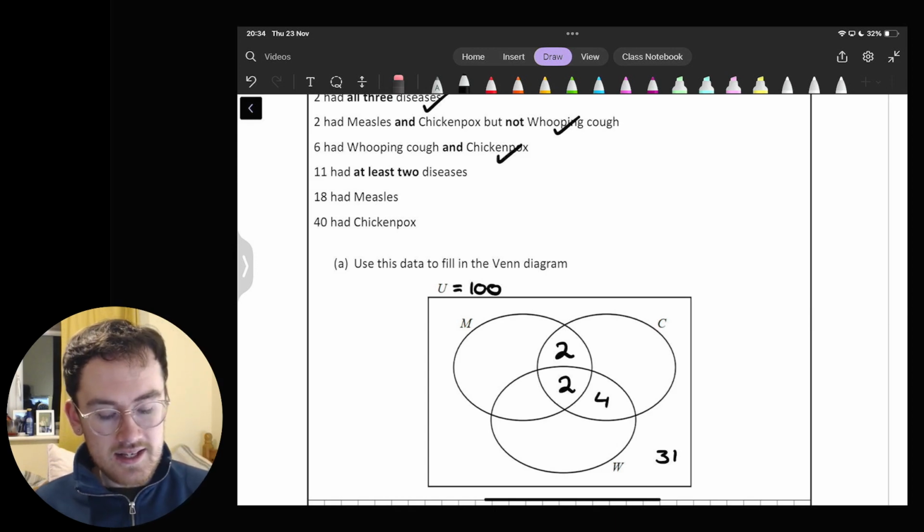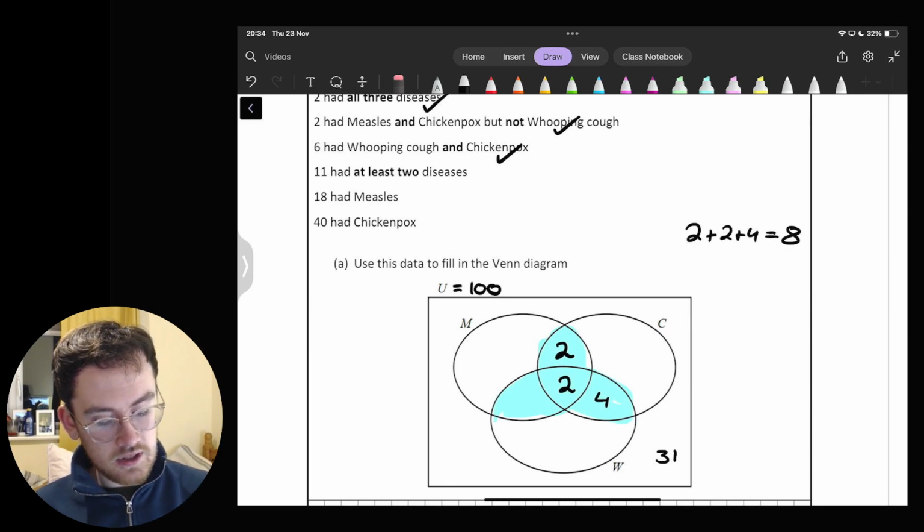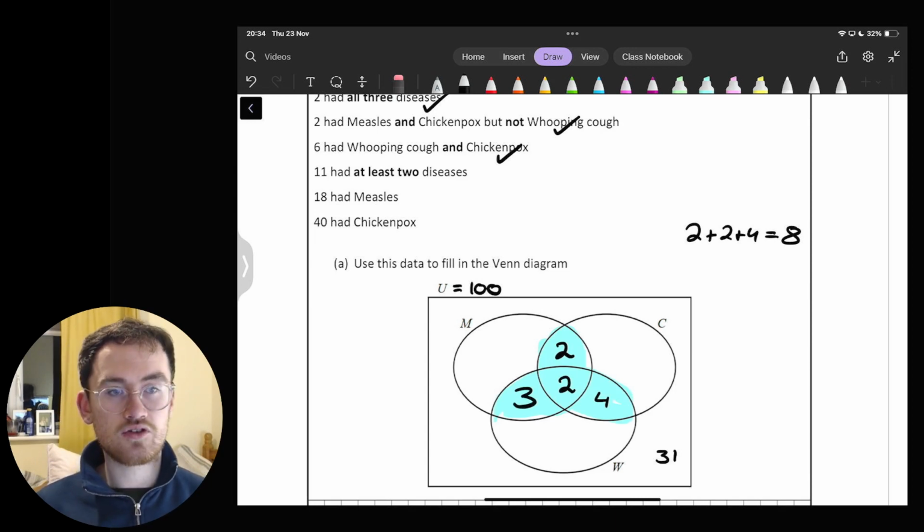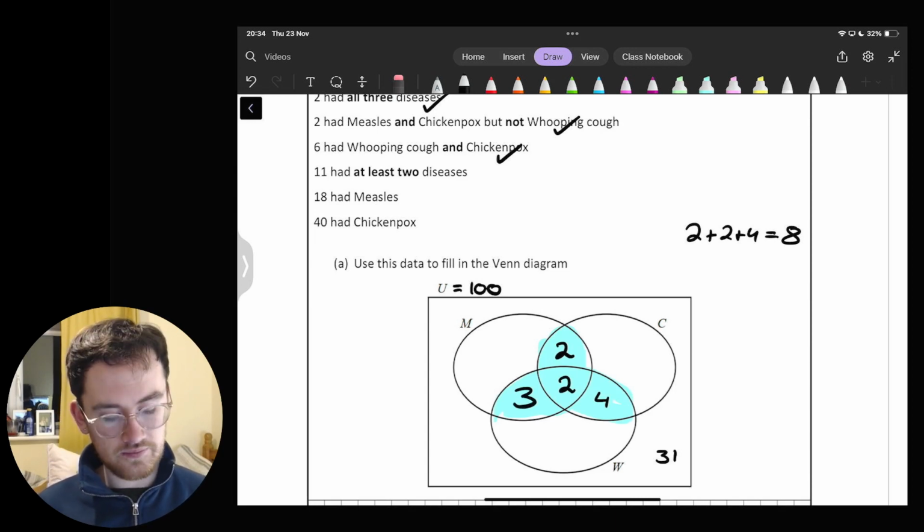11 had at least 2. At least 2 is including all of this section here, this kind of shape in the middle. So everybody here has at least 2. The people in the middle have 3, but they all have at least 2. We've already included 8 people, so if that has to add up to 11, there's 3 people unaccounted for.